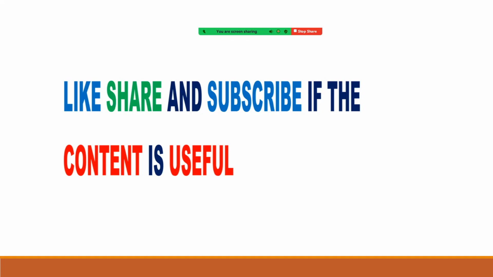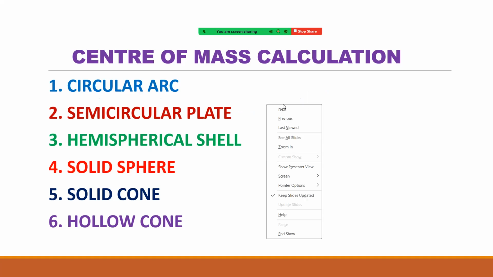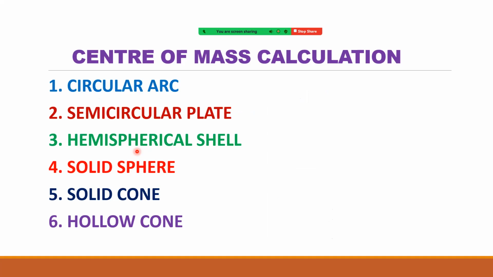In this lecture, I am going to discuss how to calculate center of mass for a circular arc, semicircular plate, hemispherical shell, solid sphere, solid cone, and hollow cone. In all these things, distribution of mass is continuous. Let us see the calculation part for the first one, circular arc.